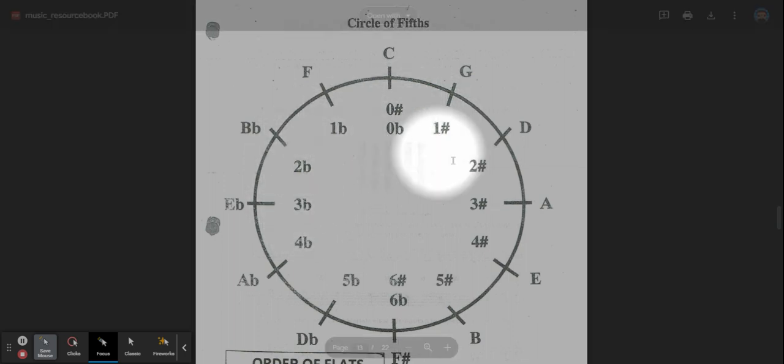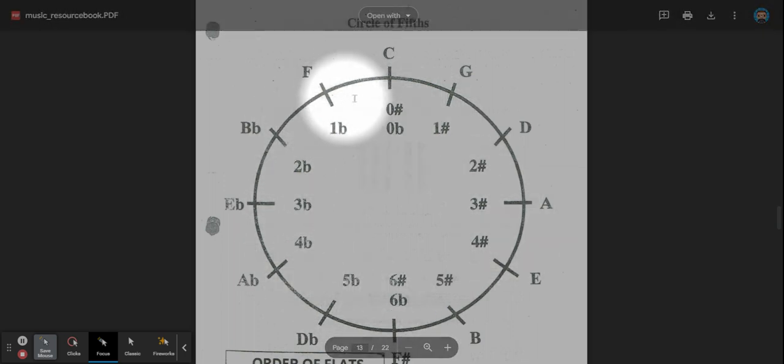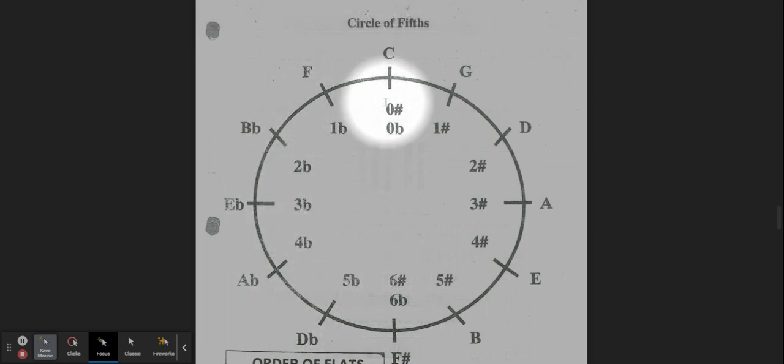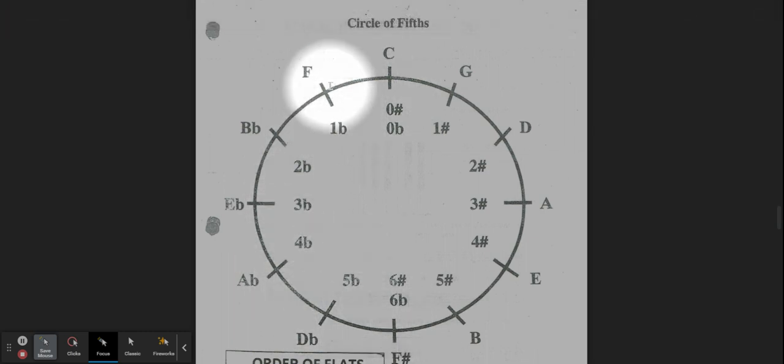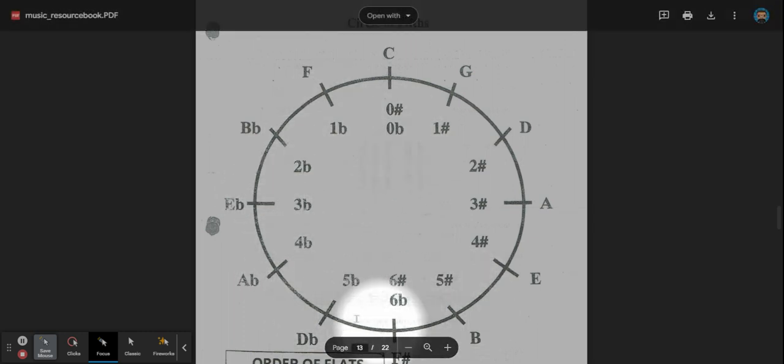If we flip this around, or if we just think about the clock being the opposite way, what if we had 1 o'clock going counterclockwise? It works the same way on the flat side of the circle. 1 o'clock, one flat. 2 o'clock, two flats. 3 o'clock, three flats, and so on and so forth.